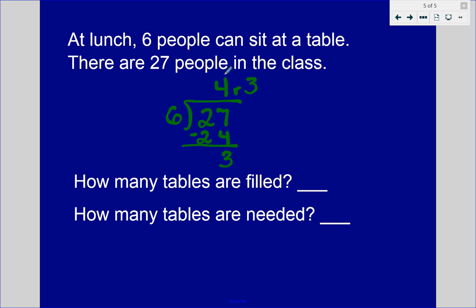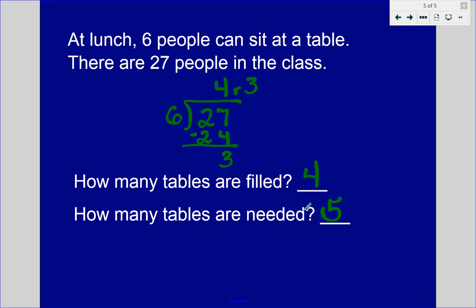Well, that's what we have up here. So that's the 4. How many tables are needed? Well, 6 times 4 is 24. If there's 24 people that are seated and 3 of you are not, how many tables do we need then? Not 4, but what? Hopefully you said 5, because we need 5 to fill them up.